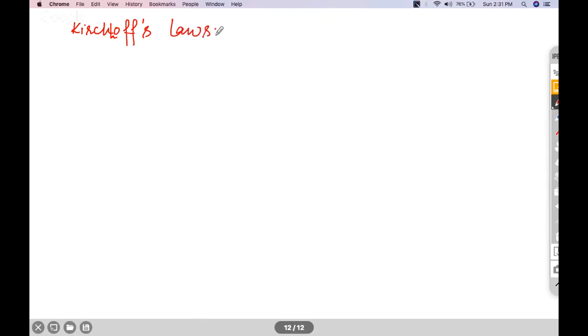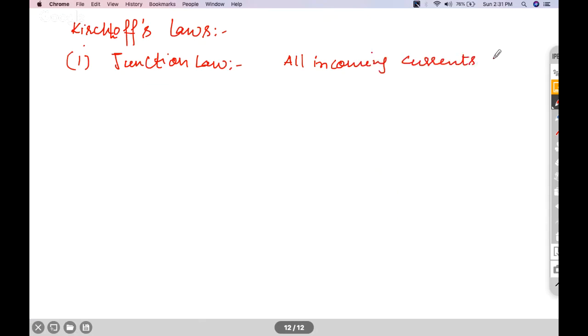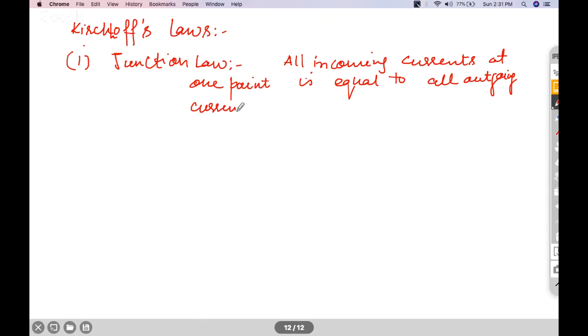So Kirchhoff's laws are, the first law, you all know, is the junction law. And I just told you the junction law: all incoming currents at one point are equal to all outgoing ones. And the second one is the loop law.